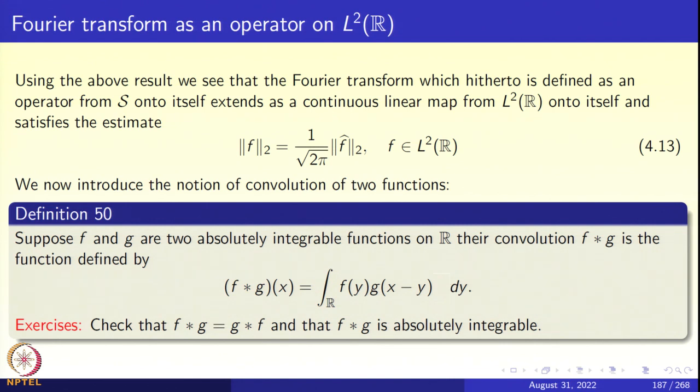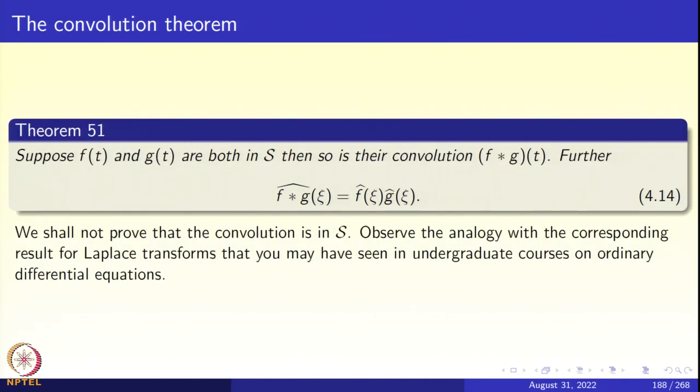Let us begin by taking two absolutely integrable functions f and g on the real line. The convolution f star g is defined as follows. f star g of x is the integral over the real line of f of y g of x minus y dy, and the result is a function of x. Check that f star g equals g star f, and check that the convolution is also absolutely integrable.